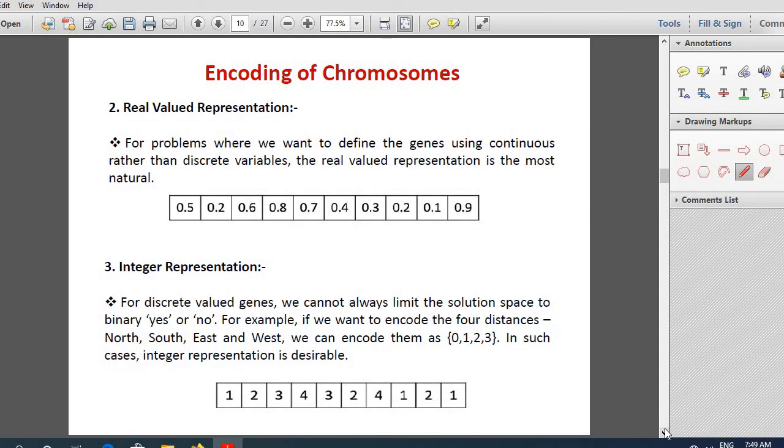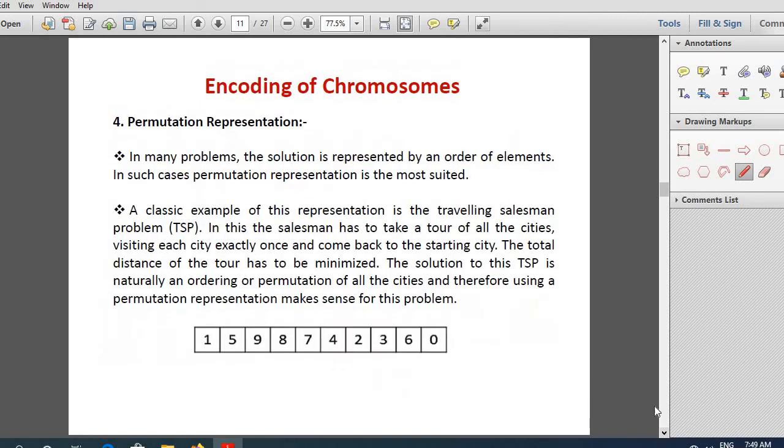Now the next is real valued representation. Here, instead of zeros and ones, you have decimal numbers, real values. Next you can go for integer representation. It can be represented by integers. Now you also have permutation representation. These are also integers, but the thing is this is one individual. Another individual can be the same with a different order. Say the first element is 5, second is 9, third is 8 and so on. These numbers will be used over and over in different order.